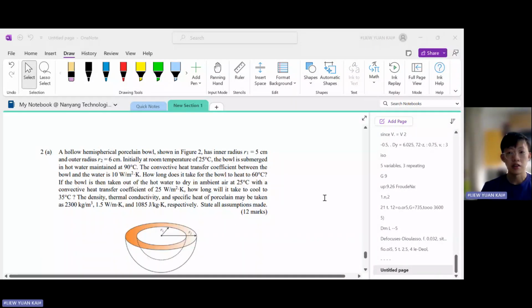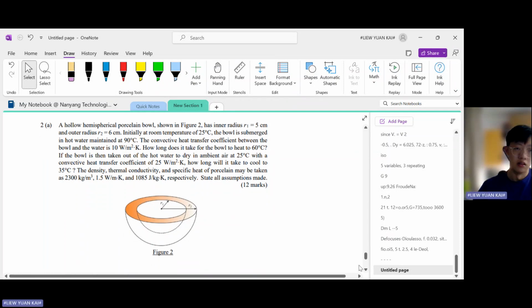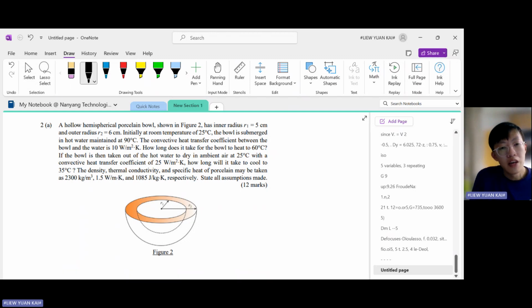Okay, question 2a. A hollow hemispherical porcelain bowl shown in figure 2 has an inner radius of 5 centimeters and outer radius of 6 centimeters, initially at a room temperature of 25 degrees Celsius.